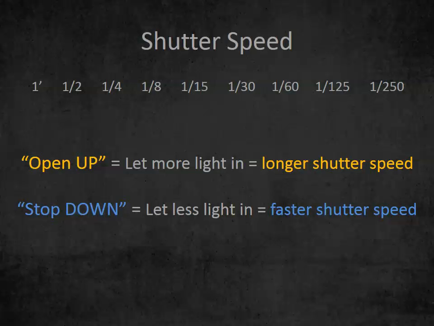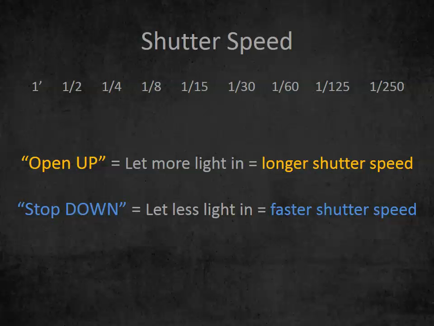And so light, when we talk about opening up or stopping down, can be adjusted with shutter speed. If you have a higher number, that's less light coming in, so you're stopping down. If you went to a slower shutter speed, it's letting more light in.